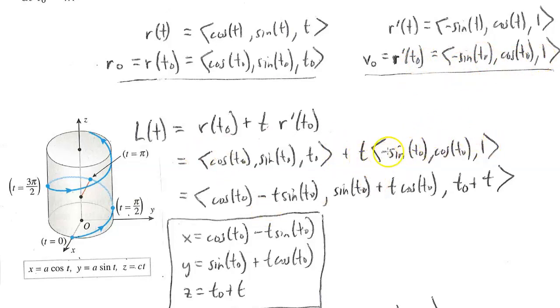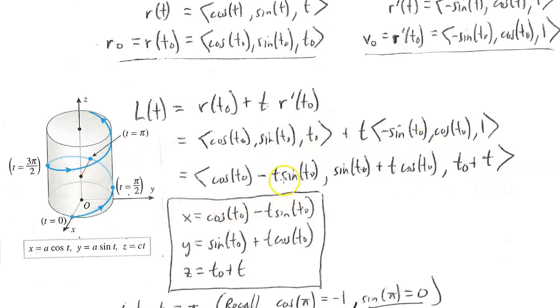By the way, you can distribute the t here. You can do that scalar multiplication here. So multiplying the t, you're going to get minus t sine t naught, comma, t cosine t naught, comma, t. Okay, t times 1. And then you can take that vector plus that vector, and you're going to end up with this. So you're going to end up with cosine of t naught minus t times sine of t naught, and then sine of t naught plus t cosine t naught, and then finally t naught plus t.